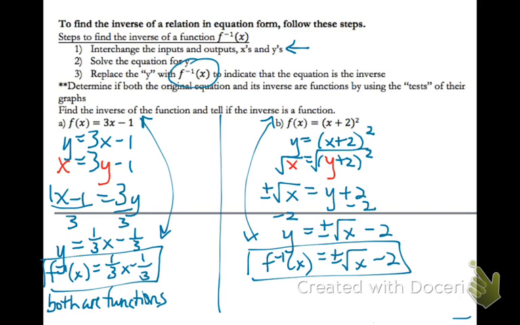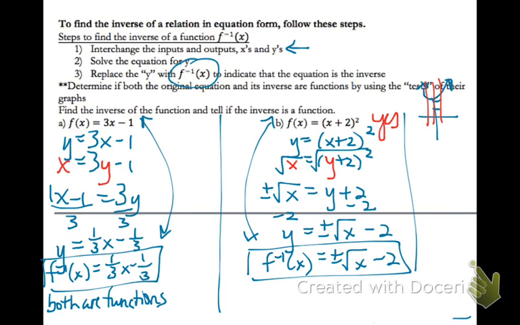So now to tell whether these are functions, with the original, I'm going to think about the graph, okay? And I know that this is going to be a parabola that opens up and is going to have its vertex at 0, -2. So that's a very rough sketch. If I think about the vertical line test, passing vertical lines, it will definitely pass. So I'm going to say, yes, this is a function.